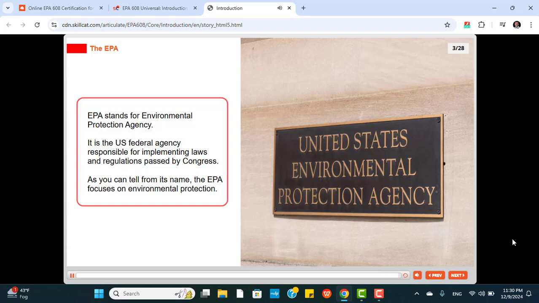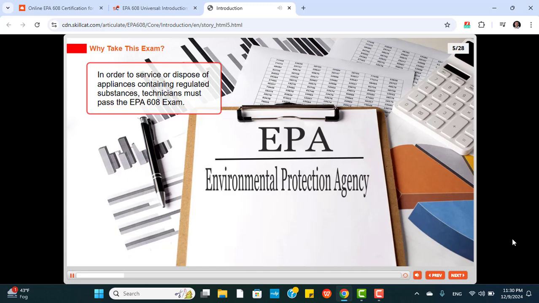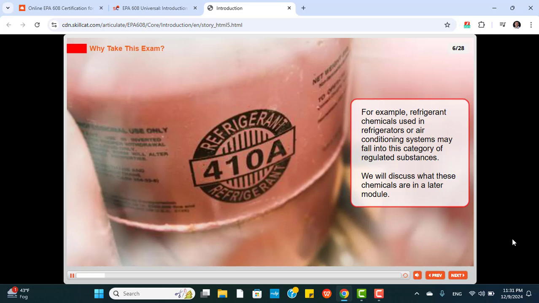The purpose of EPA Section 608 is to regulate substances that are harmful to the environment. As HVAC technicians, this is relevant to us because the cooling equipment we work with contains these harmful substances. In order to service or dispose of appliances containing regulated substances, technicians must pass the EPA 608 exam. For example, refrigerant chemicals used in refrigerators or air conditioning systems may fall into this category of regulated substances. We will discuss what these chemicals are in a later module.